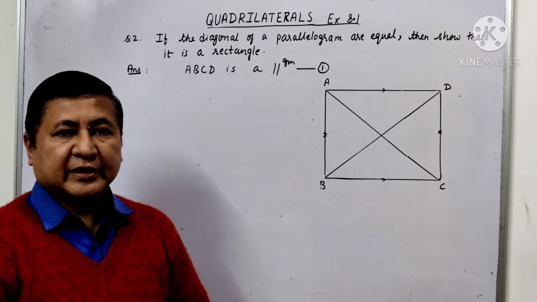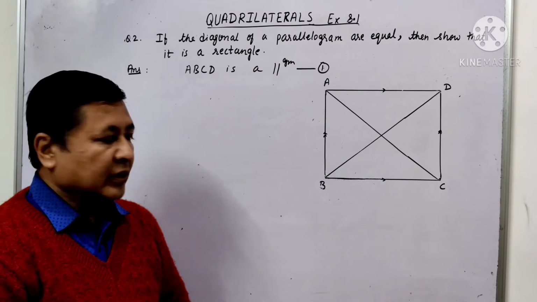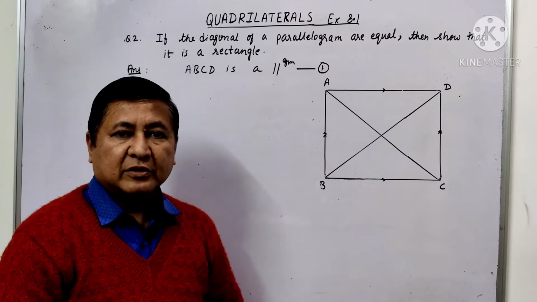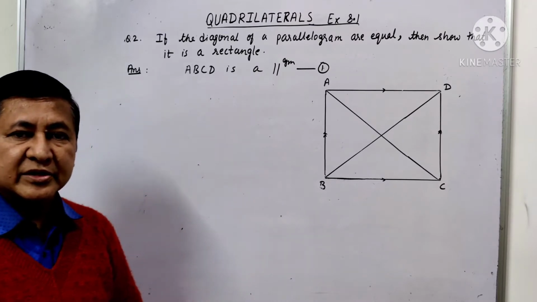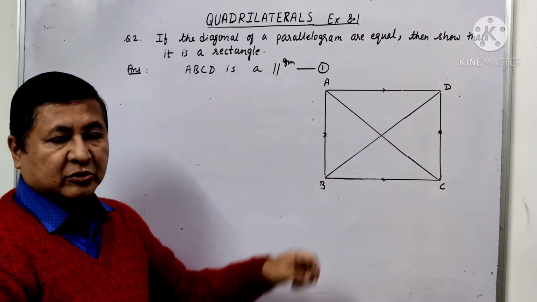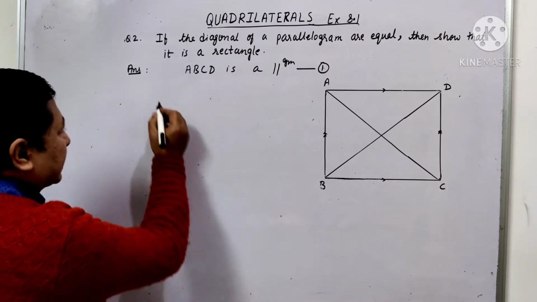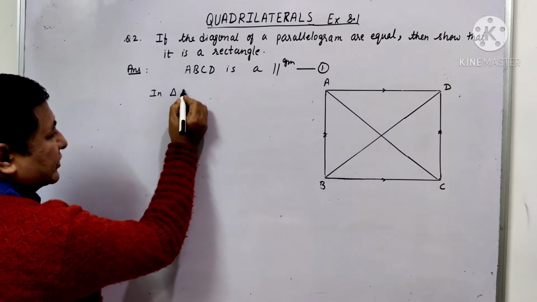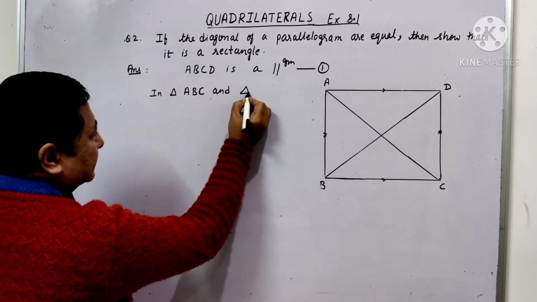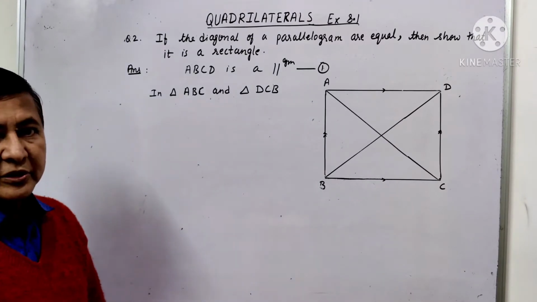So how can we prove it is a rectangle? A parallelogram is already given in this question. If we can prove any one of the angles equal to 90 degrees, then a parallelogram with one of its angles 90 degrees is a rectangle. So we have to prove one of the angles of this parallelogram to be 90 degrees. So how do we do that? Just see, we will take two triangles, triangle ABC and triangle DCB. We are going to prove these two triangles congruent.